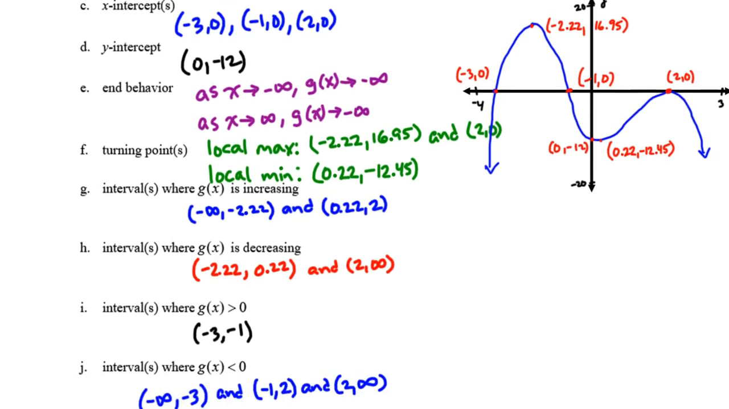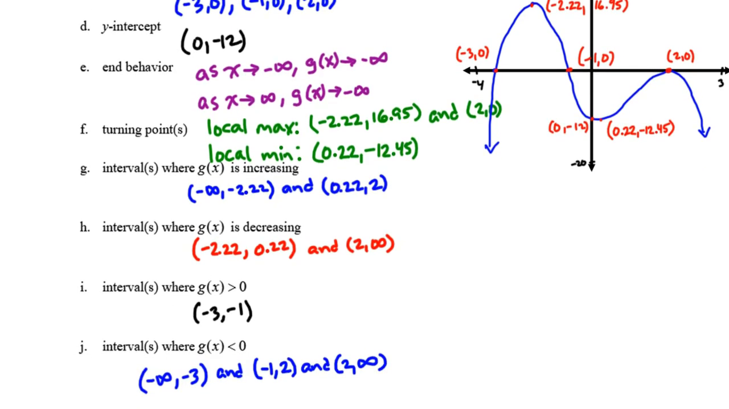Finally, where's the function positive, and where is it negative? It's positive from negative 3 up to negative 1, and then it doesn't come back up. And it is negative from negative infinity up to negative 3, and from negative 1 all the way up to 2. Now, at 2, it is neither positive nor negative. It's a 0, so you don't include 2. Notice how I've got my parentheses, and then from 2 to infinity.